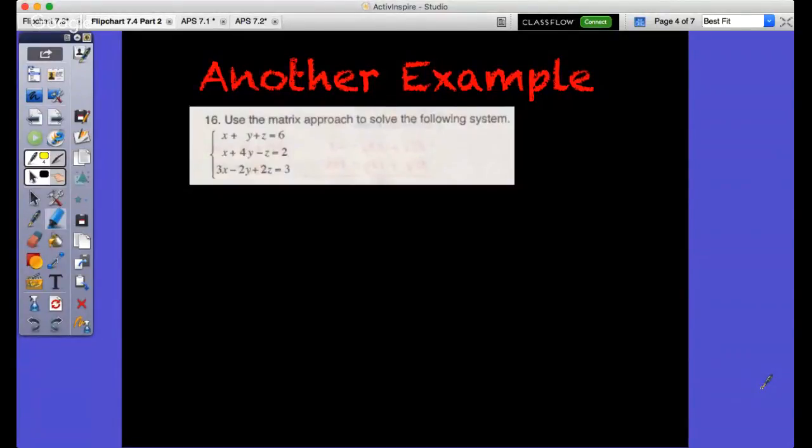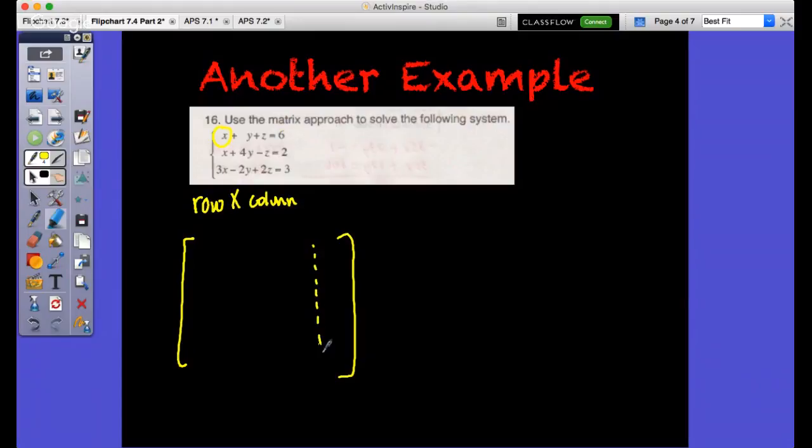Now, remember we talked about this matrix idea where it's a row by column. When we do a row by column, we write the matrix in rows going across and columns going down. So the way it works is we always start with the x, y, z, and then the solution. I always put my solution at the end. So this would be just the coefficients: 1, 1, 1, and 6. That's the first equation.